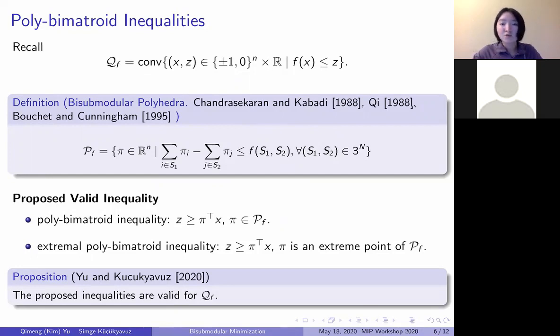A polybymetroid inequality has the form z greater than or equal to pi transpose x, where pi is an element of the bisubmodular polyhedron of f. If pi, furthermore, is an extreme point of the bisubmodular polyhedron, then we call such inequality an extremal polybymetroid inequality. In our paper, we first proved that the inequalities we proposed are valid for Q sub f.